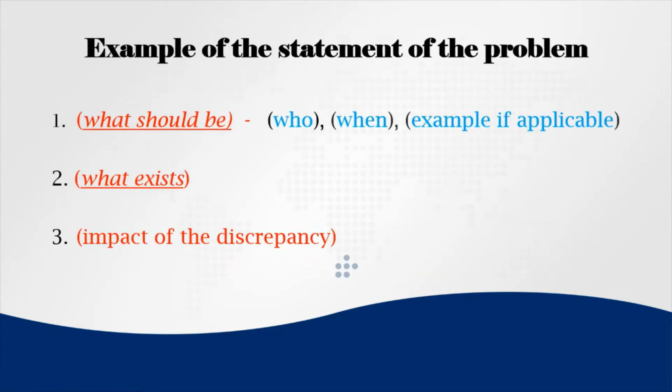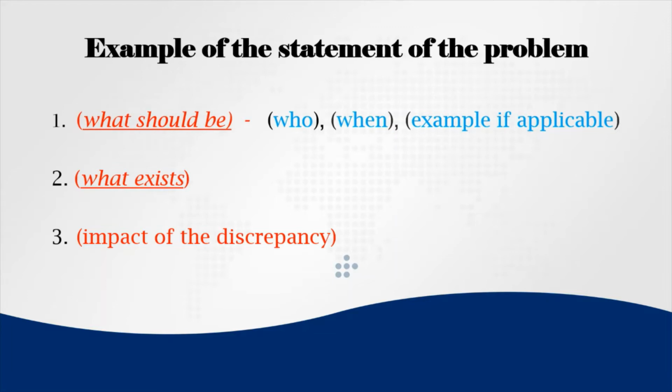Now, the example of how you formulate a statement of a problem. So you have gathered all those questions, you know where you got the evidence. This is now again where you ask the questions for you to develop this statement. So your questions should be what should be. In what should be, you talk about who is involved, when are they involved, are there typical examples, and of course you go on to check what exists or the impact of the discrepancy.